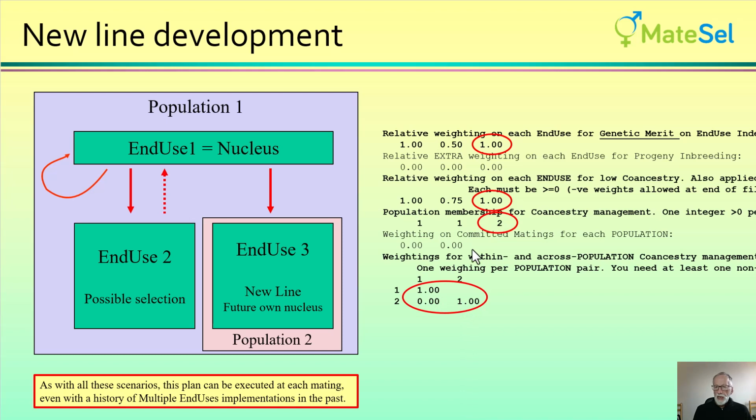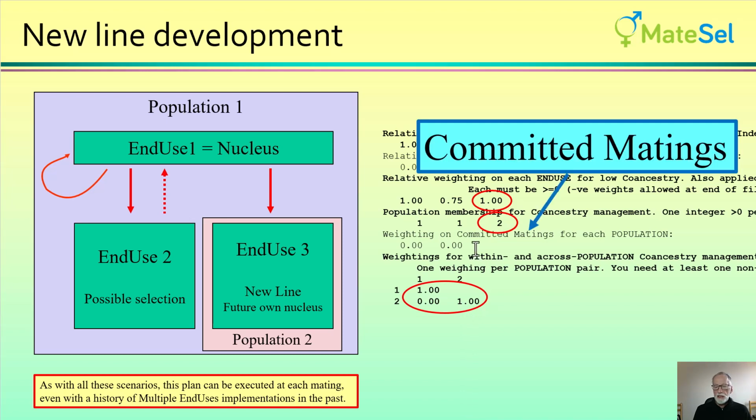Now you'll notice that parameters for committed matings have been added since the last video, and this is in reaction to a user in one of the intensive industries who is setting up a new line but didn't need committed matings for that new line because juveniles in the pipeline are not going to be candidates for that new line. So in this case we could put a weighting of 1 on population 1 so committed matings are properly taken into account, and a 0 for population 2 because this is a one-time creation of a new population.